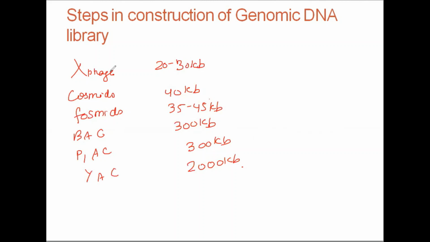Now if you have a lower size, you have a lot of recombinants that have to be screened, and we don't want it that way. That's the reason we usually go for larger size. Here you can use cosmids, bacterial artificial chromosome, P1 derived artificial chromosome, and yeast artificial chromosomes for the genomic DNA library construction.